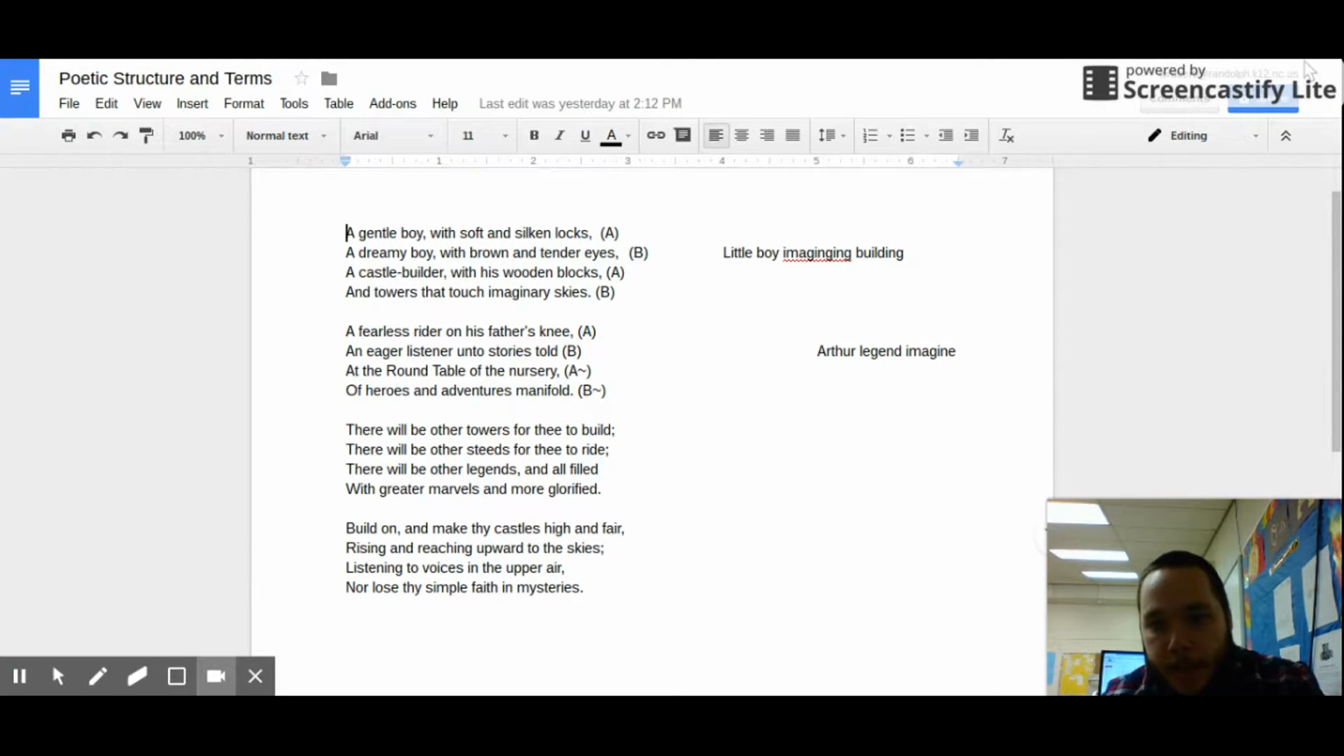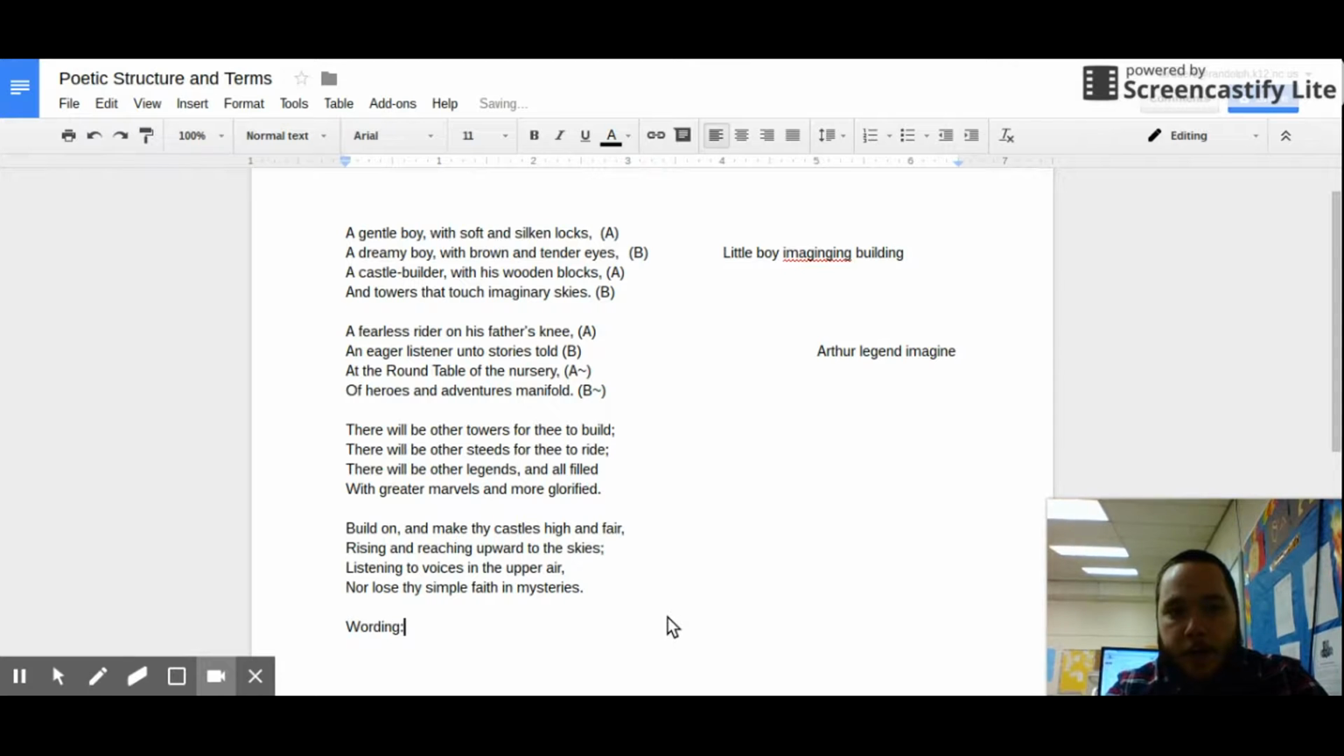So we've got some words at the beginning. We talked about the imaginary skies. We talked about the castles. We talked a little bit about a fearless rider on his father's knee, stories told, a round table. So I'm going to put this down here at the bottom. But wording, we have a lot of medieval words. We have a lot of, I'd even just say, ancient words. And we have a lot of words based on imagination.